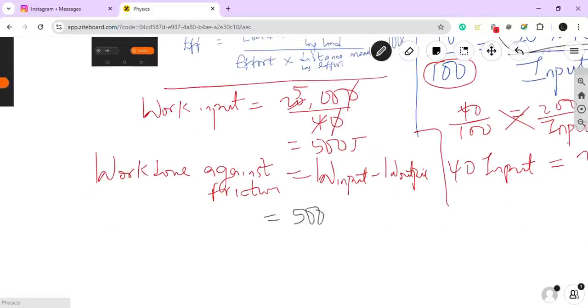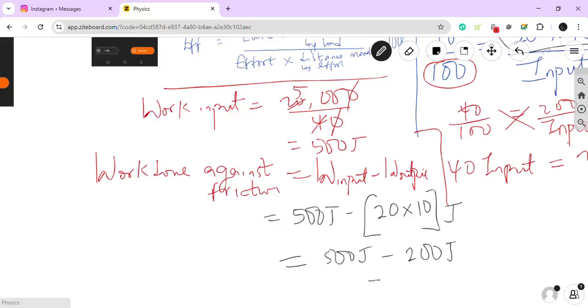So it means 500 joules minus the work output. I already told you that work output is load times distance moved by load. That's 20 times 10. That's your work output. So don't forget joule is here too. So that's 500 joule minus 200 joule. And what you have here is 300 joule.